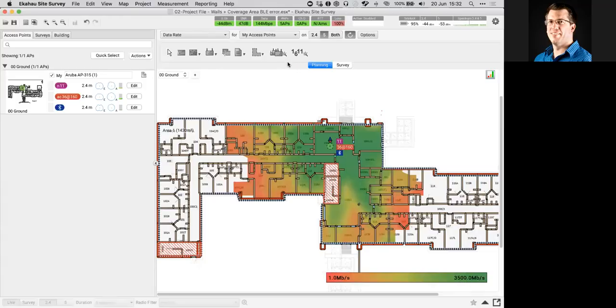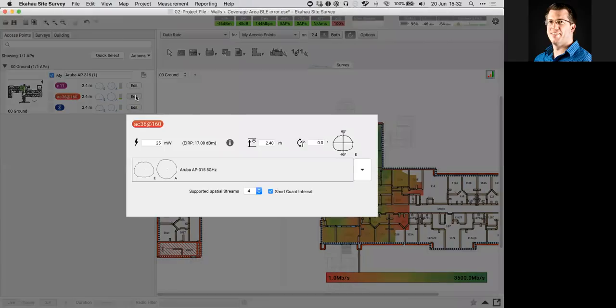So I just wanted to show you what can influence that and how you can play around with that in Ekahau Site Survey. If we go over to the left-hand side, you can actually go into the details of that access point configuration if you just select the AC radio. You can see in here we've got a number of supported spatial streams. That's actually taken from an Aruba data sheet when we fed that in. I'm actually going to show you a data sheet of this AP in a second.